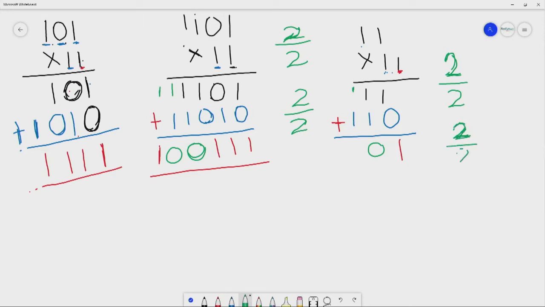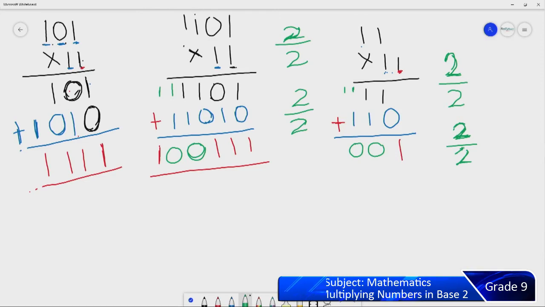Divided by 2. 2 divided by 2, 1. Any remainder? No remainder. And because we have the 1 standing by itself, we just bring it down. So 1 multiplied by 1 in the base 2 number system gives us 1001.